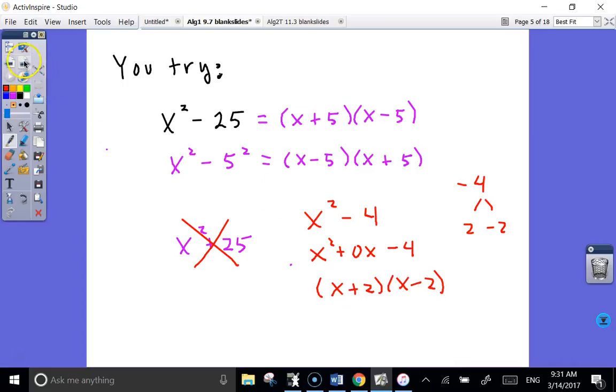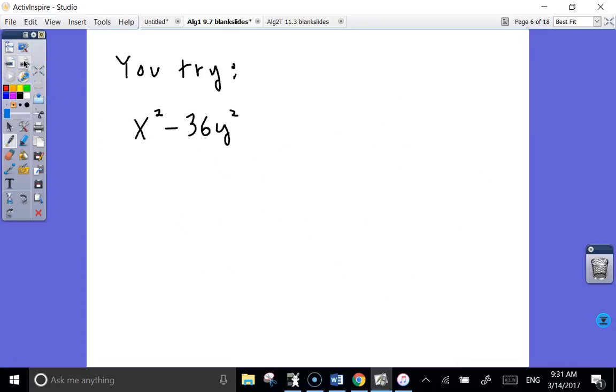Got some different colors going on today. All right, try that one. Get back to blue.